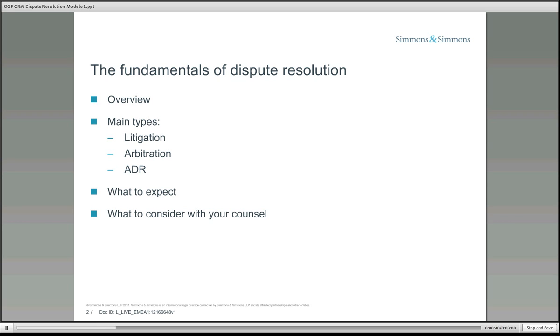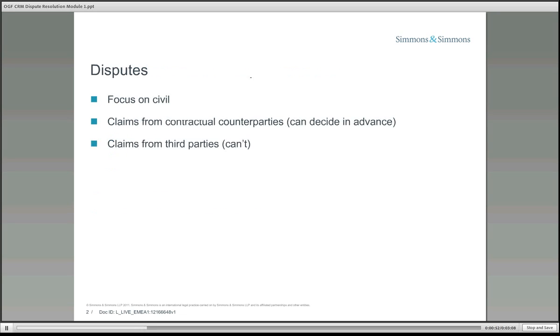What we're going to consider is the things that you should expect to come across, how those processes work, and very importantly, what to consider with your counsel at the outset when you're drafting a dispute resolution clause.